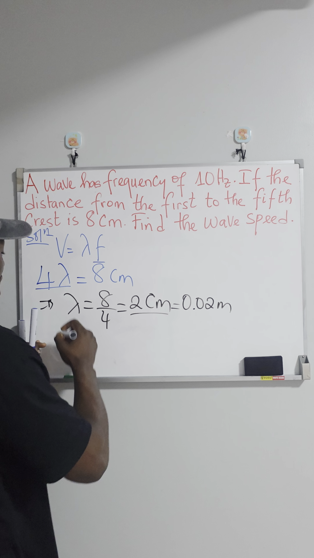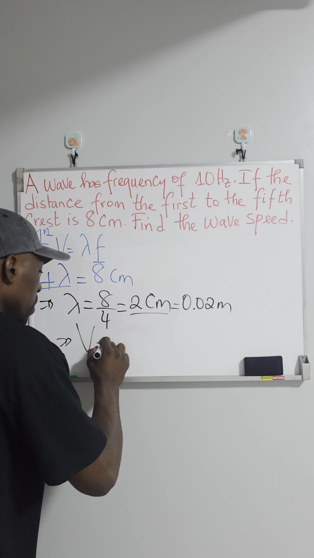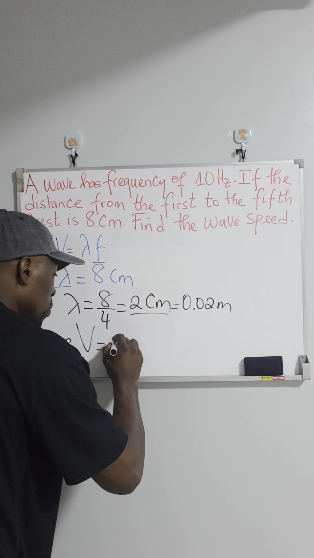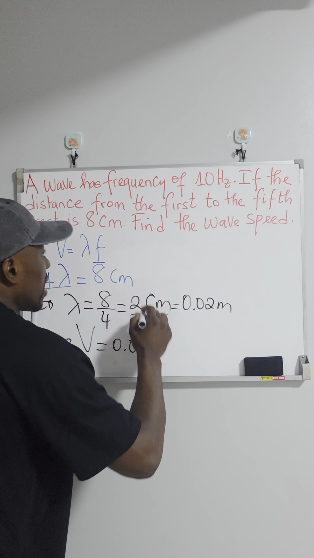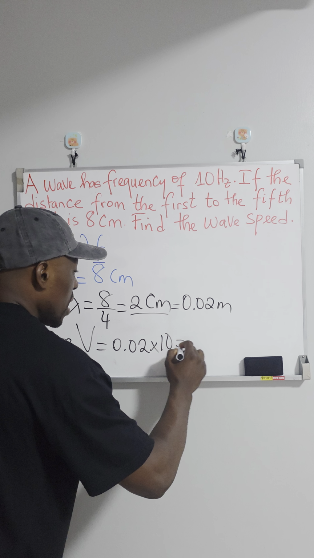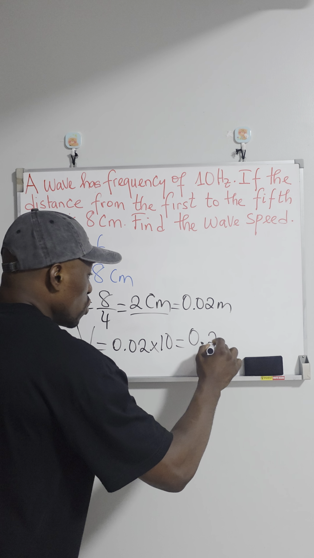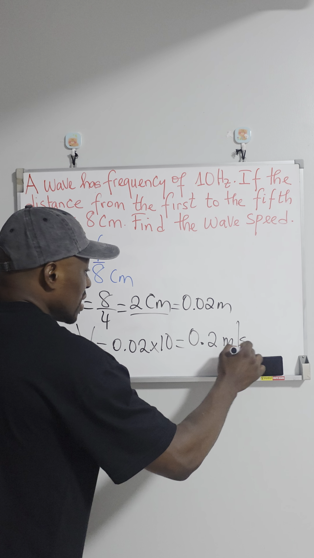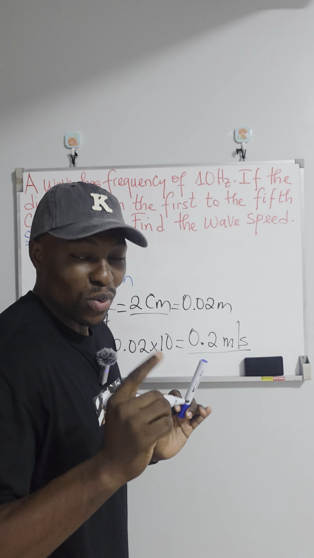This said, we have all the elements of this formula. Therefore, the wave speed will be equal to lambda, 0.02, times f, which is the frequency. And if you do it well, we should have 0.2 meters per second.